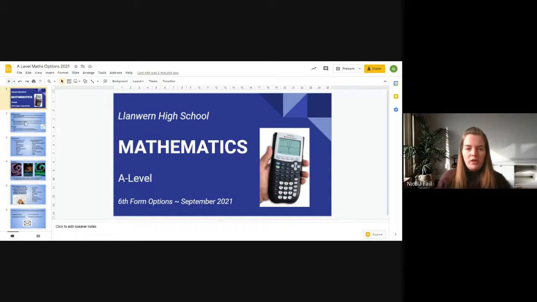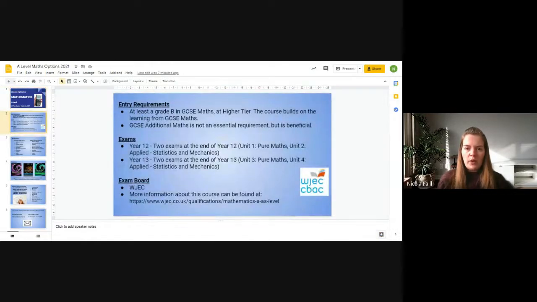So, firstly, the option that we offer in sixth form at Lambourne High School for mathematics is an A-level. Okay, so you get a full A-level at the end of the course. I'm going to talk briefly through the entry requirements and the exam components of the course.